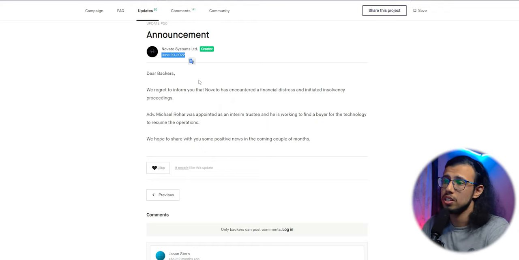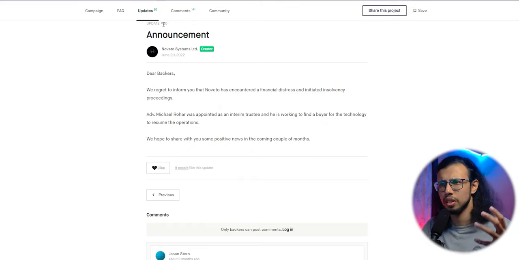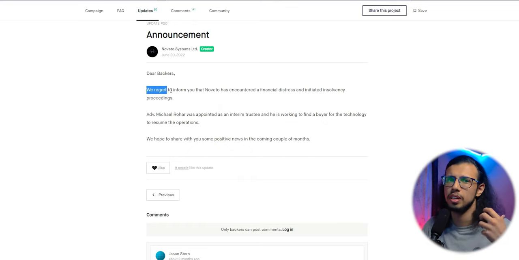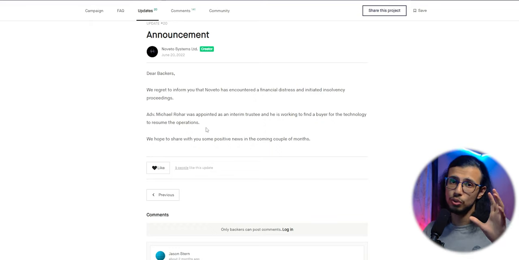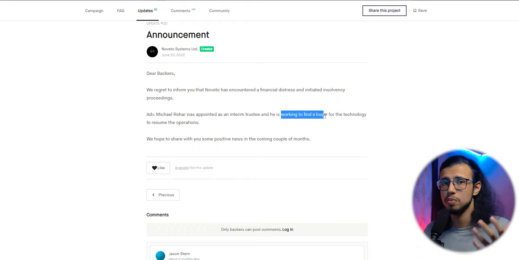So they say one of their trustees is working to find a buyer so that they can resume their operations, meaning that they are looking for someone to purchase the company and run it with the new management. So that's where they went wrong. Their new 3D camera system, they decided to develop on their own. And I think that's where they spent pretty much all of their crowdfunded budget.